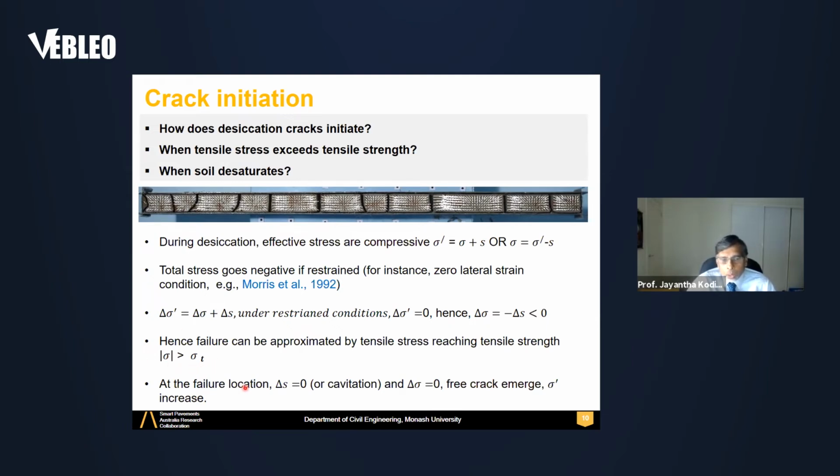At the failure location, however, delta S becomes zero. That means water menisci fracture and cavitation occurs, and that brings delta sigma down to zero, and cracks emerge and soil particles separate. So basically, fracture in clay soils emerges when the water phase breaks.